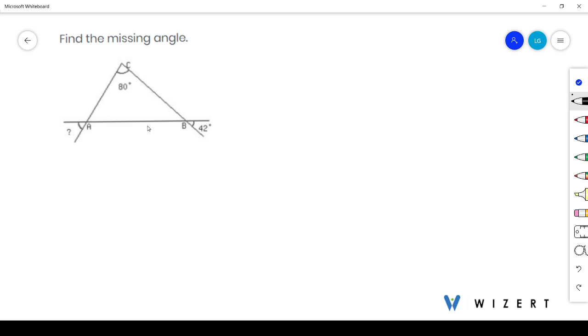Our question is find the missing angle. Here we have given one figure. We can observe here angle B, the alternate angle of that, is 42 degree. So angle CBA will be 42 degree.